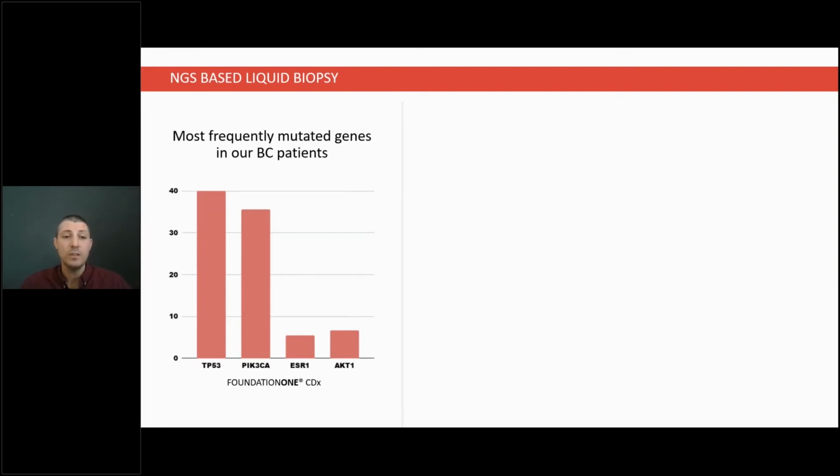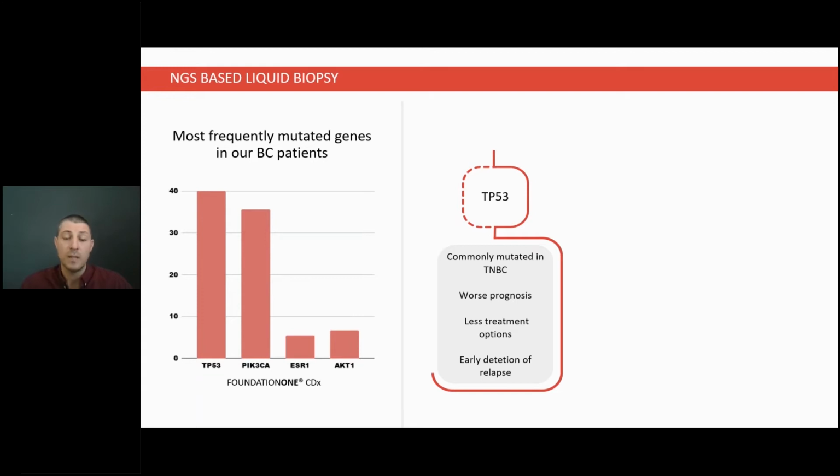From the tumor sequencing reports of our patients, we know which genes are most frequently mutated. And this is similar to what was seen in the plasma match trial. The main genes in which we find mutations are TP53 and PIK3CA, and to a lesser extent ESR1 and AKT1. And one gene, TP53, is of special interest for us.